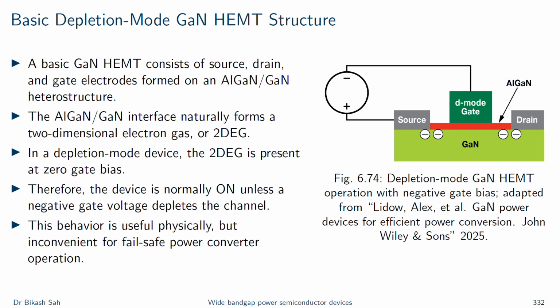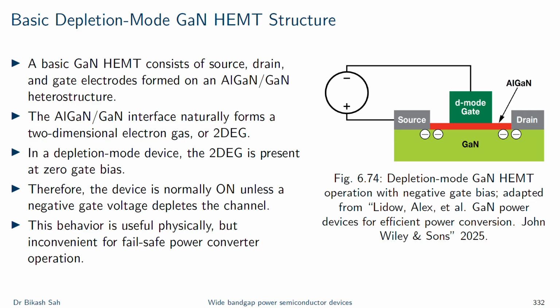So the basic GaN HEMT has source, gate and drain electrodes, which are placed over an AlGaN/GaN heterostructure. The source and drain connect to the 2DEG, which acts like a lateral conduction channel. In a depletion mode HEMT, this 2DEG exists at zero bias, so we don't have to apply any bias, and still it will exist because it's normally on.